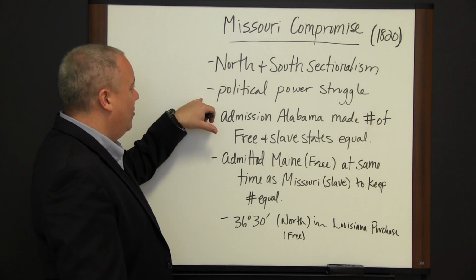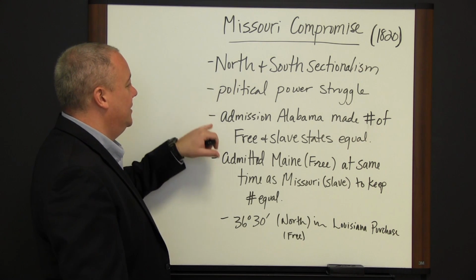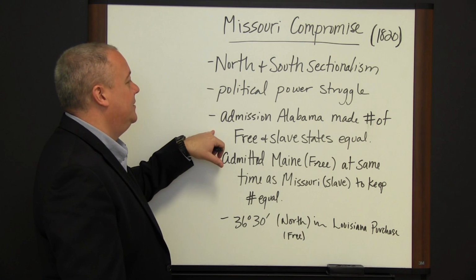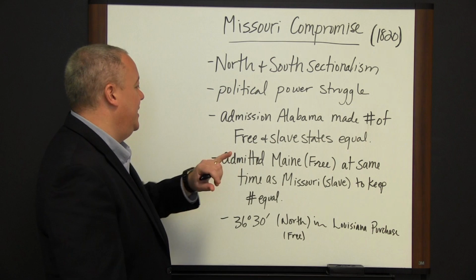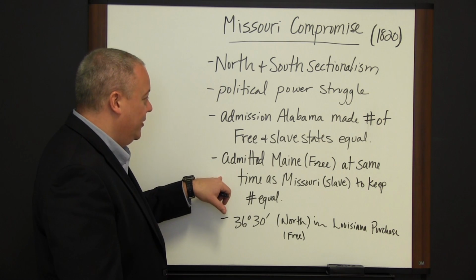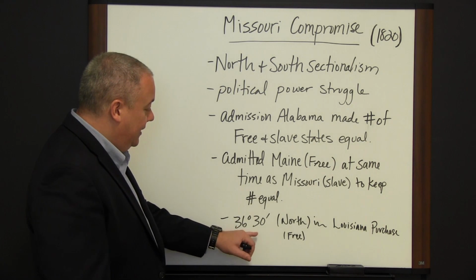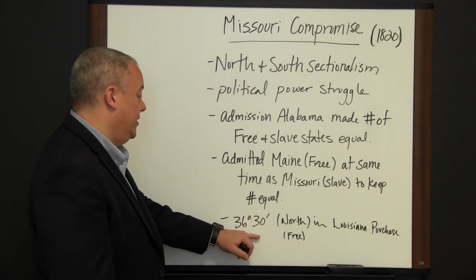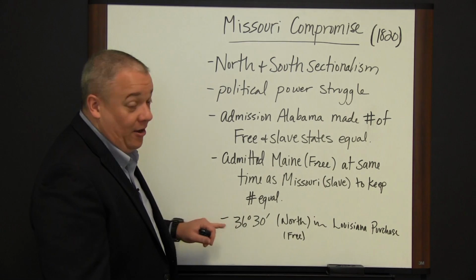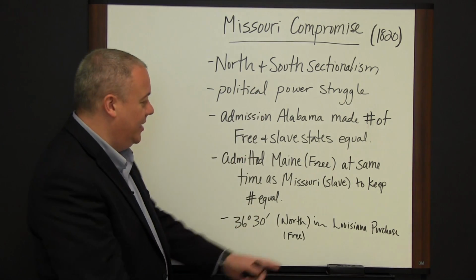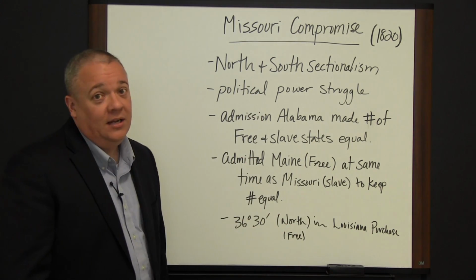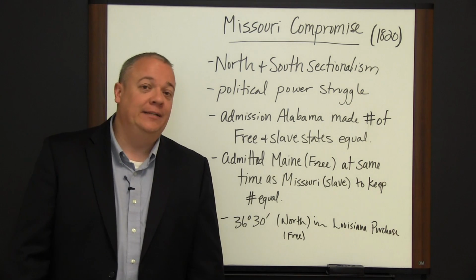It's part of a political power struggle because of North and South sectionalism. The admission of Alabama as a state made the number of free and slave states equal. They admitted Maine as a free state at the same time as Missouri as a slave state to keep the number equal. And this number is critical here, this 36 degrees, 30 minutes being the boundary. Everything north of that and west of Missouri in the Louisiana Purchase would be considered forever after free.